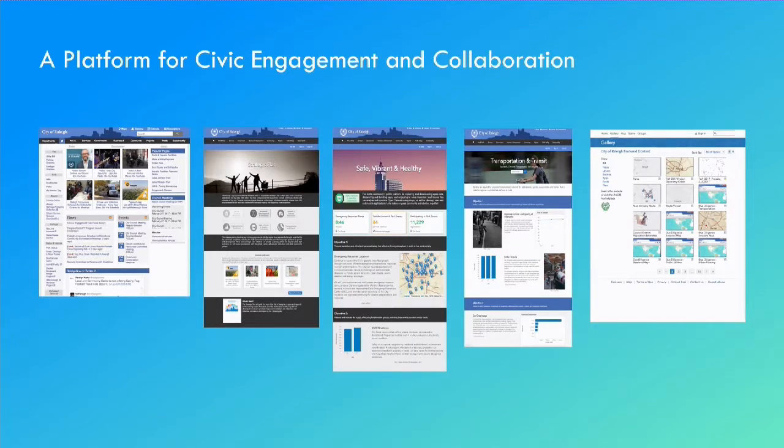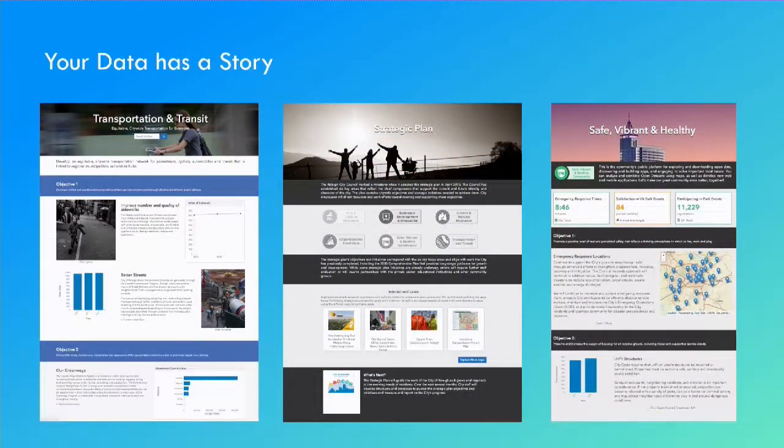We want to create these bridges and create these different pages and sites to really tell the story of the data. And so these three examples here, they have their strategic plan, they want to be safe, vibrant, and healthy, they have transportation and transit. These are all getting into the ideas of what we're thinking of as initiatives and giving that data a goal and a purpose and creating a narrative around it. So we'll talk about how analytics is a critical, integral part of this work. This data has a story, and analytics helps tell that story.